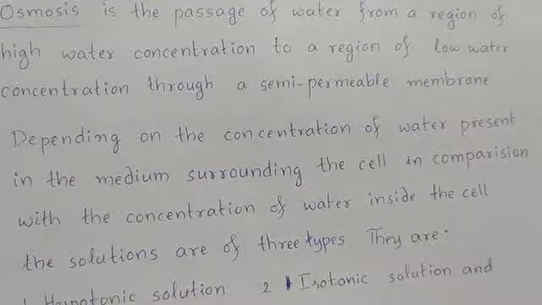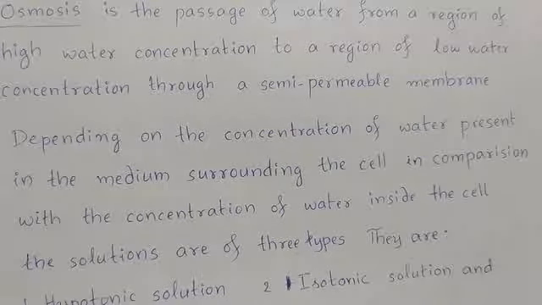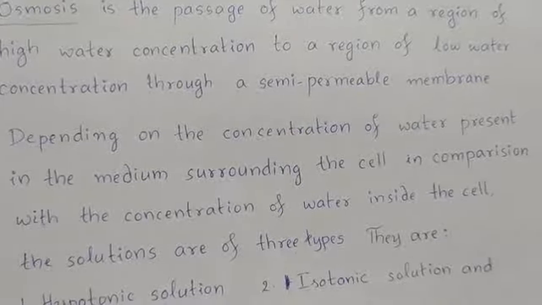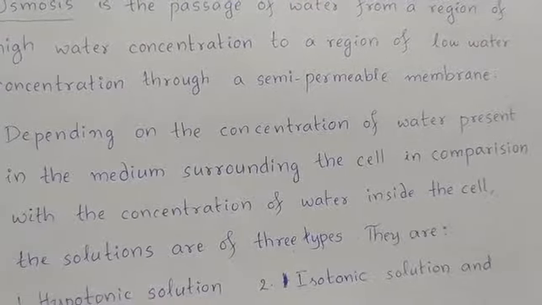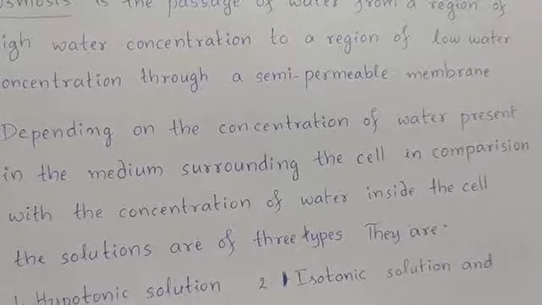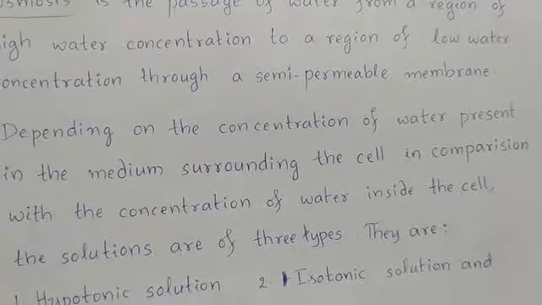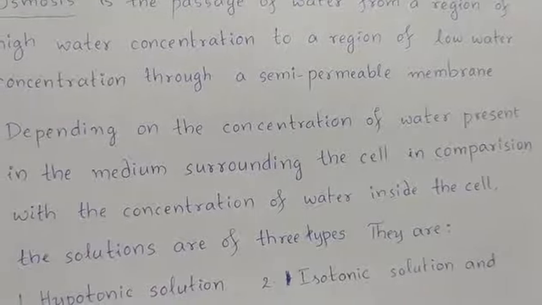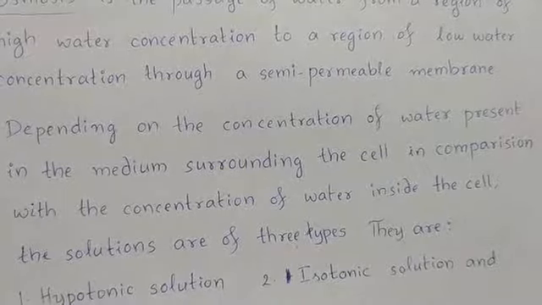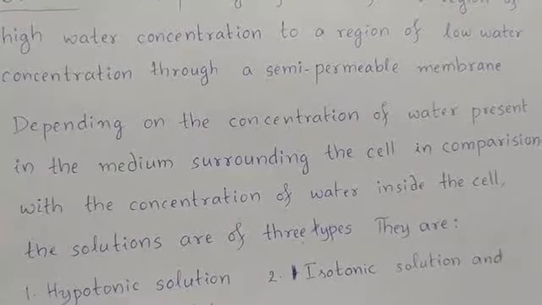When these two concentrations are compared, the solutions are defined in three ways. Depending on the concentration of water present in the medium surrounding the cell in comparison to the concentration of water inside the cell, the solutions are of three types. They are hypotonic solution, isotonic solution, and hypertonic solution.